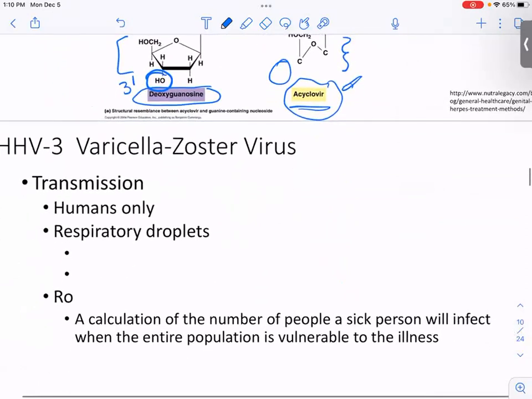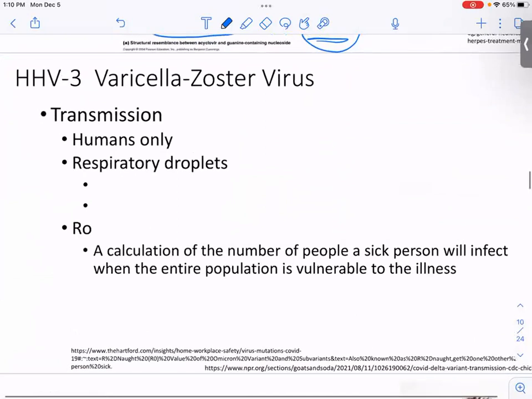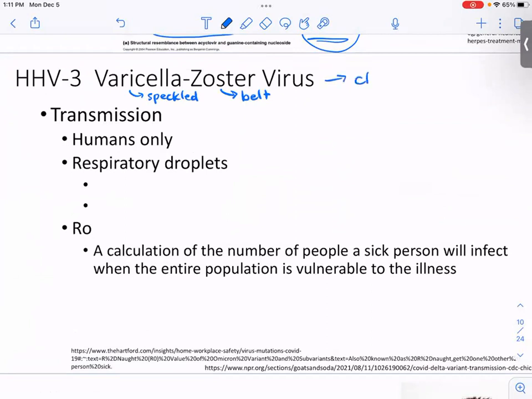We'll move on. Okay, two more kinds of herpes virus I want to talk about, HHV3 and HHV4. HHV3 is also called the varicella zoster virus. And varicella is Latin for speckled, and zoster is Latin for belt. Okay, so the speckled maybe makes a little bit more sense because this is a causative agent of chickenpox. We'll get to the belt parts in a minute.